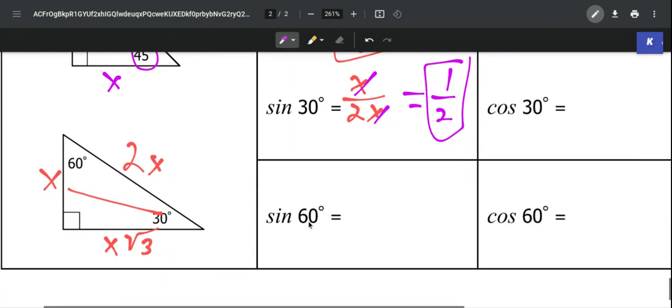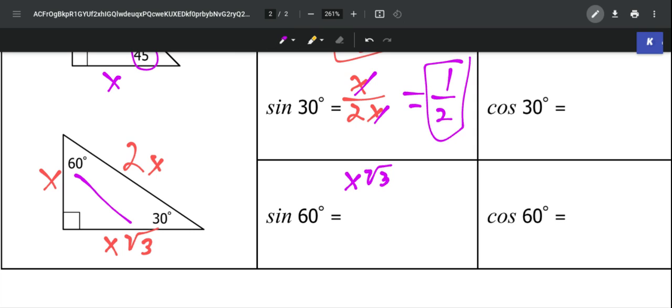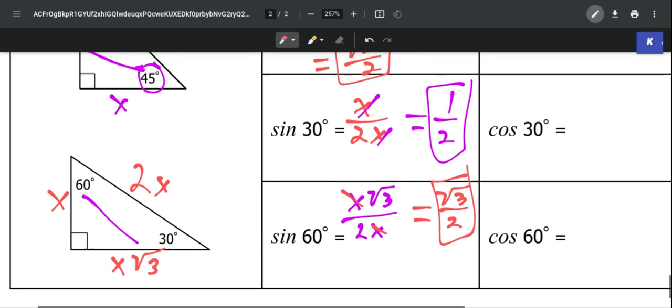Then we can do the same thing with 60, except the only thing that changes is that we're going opposite of 60, so that would be x radical 3 over the hypotenuse, which is 2x. So now we can still just cross out x, so we'll be left with radical 3 over 2. And if we wanted to look for cosecant 60, we would say 2 over radical 3, and then we'd have to rationalize it.